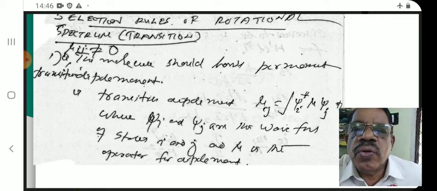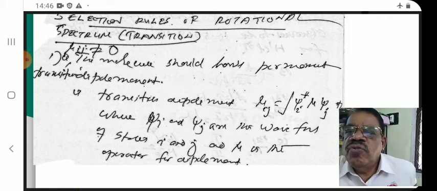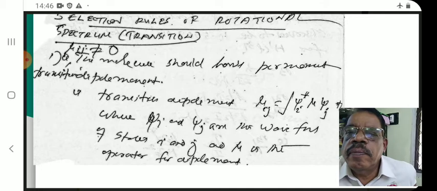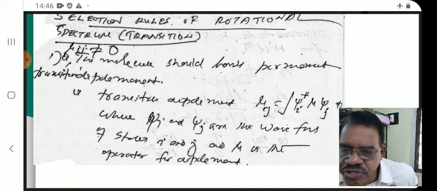Selection rules in rotational spectrum. Selection rule in rotational transition.